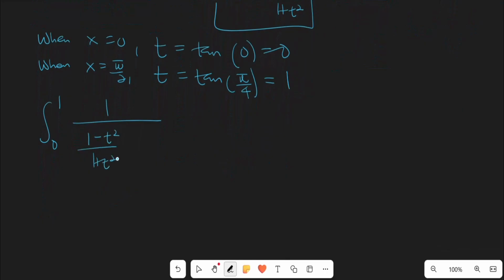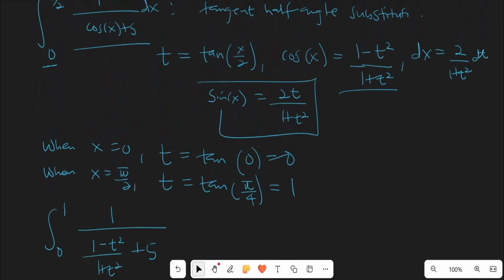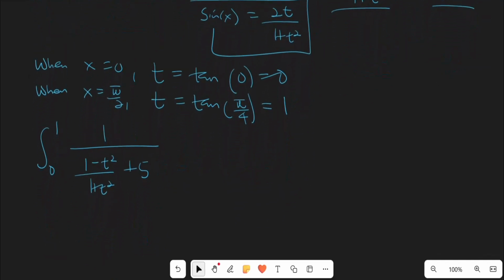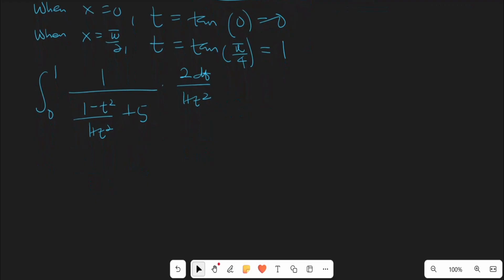1 plus t squared plus 5. That is here. And dx is 2 dt over 1 plus t squared. That is 2 dt over 1 plus t squared. Now let's simplify this one, see what we get. That is going to be the integral from 0 to 1 of 1 all over 1 minus t squared plus 5t squared all over 1 plus t squared, multiplied by 2 over 1 plus t squared dt.